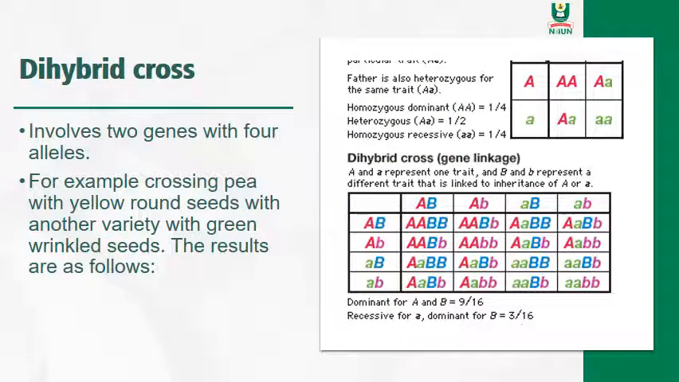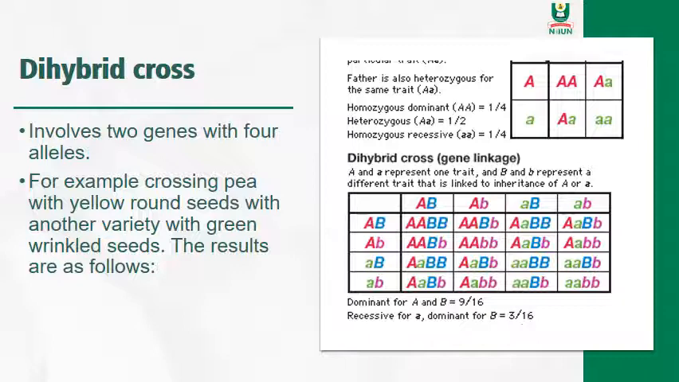Moving on to the dihybrid crosses, this involves two genes. When there are two genes, that means there are four alleles. So the dihybrid goes a step further than the monohybrid cross, and it involves two genes and four alleles. An example here is crossing a pea with yellow round seeds with another variety with green wrinkled seeds. You can see that two genes are involved, the yellow and the round seeds, and then the green and wrinkled seeds. So let's put that aside.